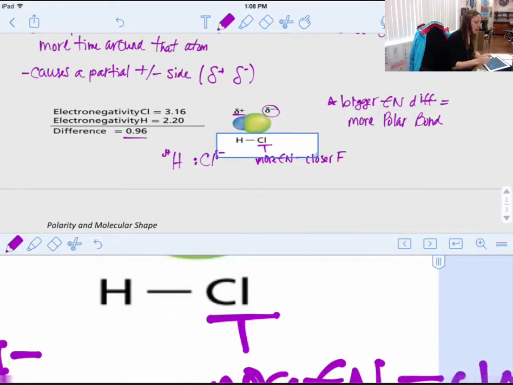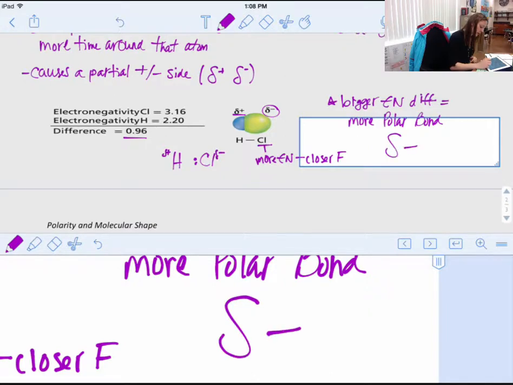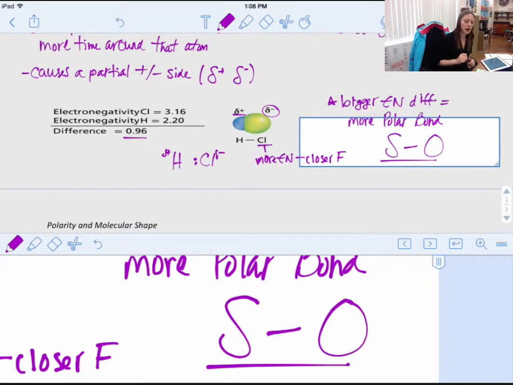So since H and Cl are pretty far apart on the table, that's a pretty polar bond. If you have a bond between something like S and O, those are a little bit closer together on the table, so this particular bond is not going to be as polar as the HCl one. These electrons are going to sit a little more in the middle than they would on one that was further apart.